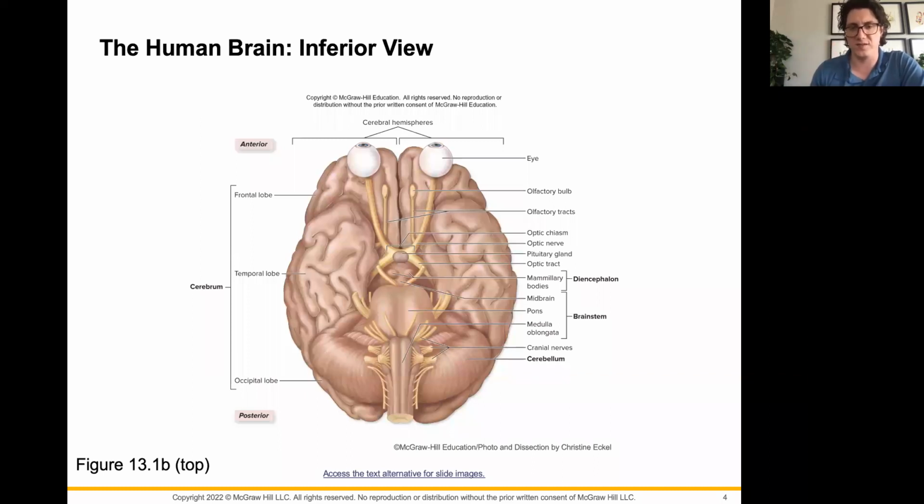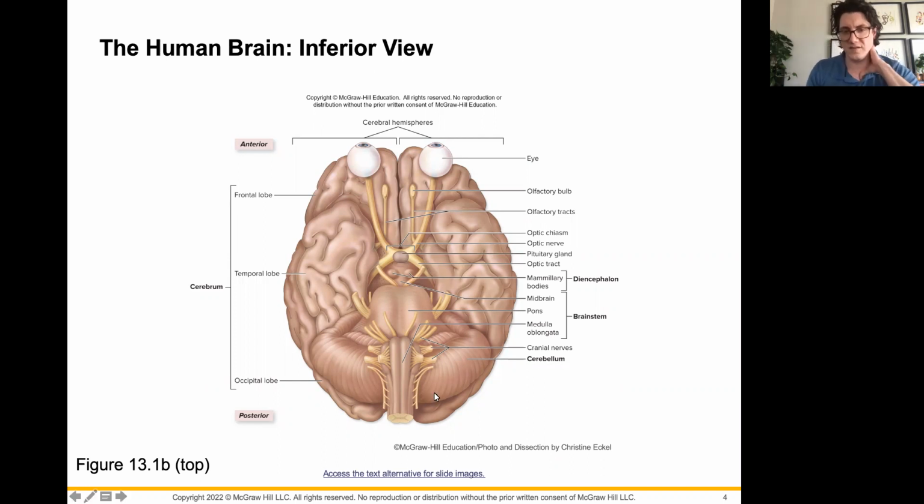However, their reflex centers are going to be found here in these little dollops here. These are the mammillary bodies. So these contain reflex centers for the cranial nerves. We can also see the pituitary gland here. This thing is very, very important in helping us regulate hormones and stuff like that.